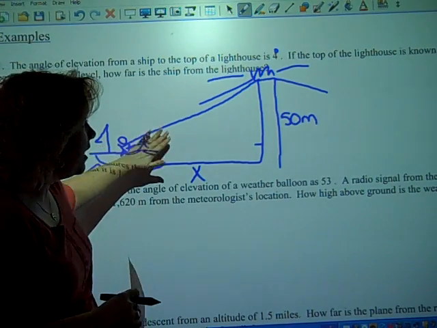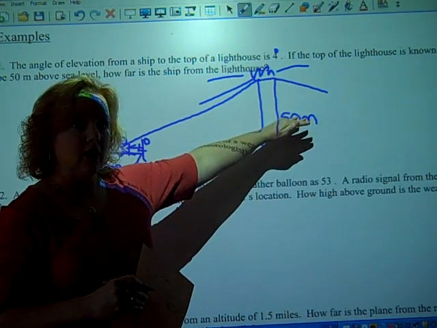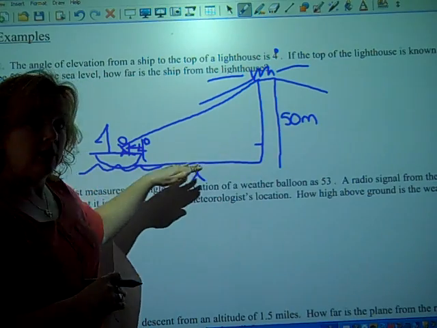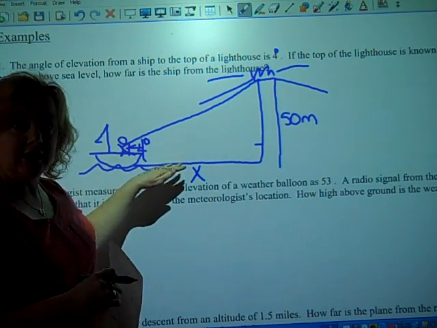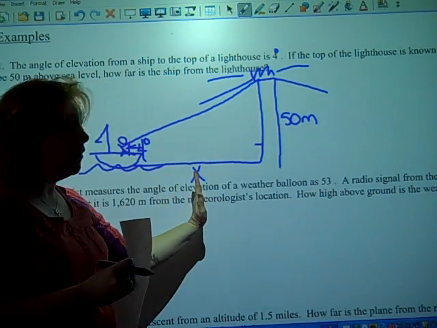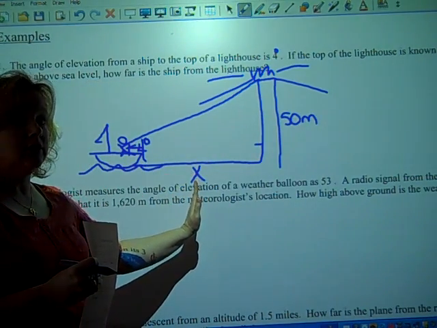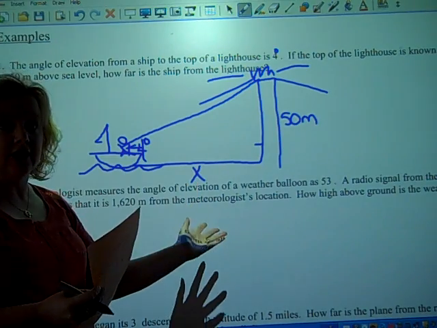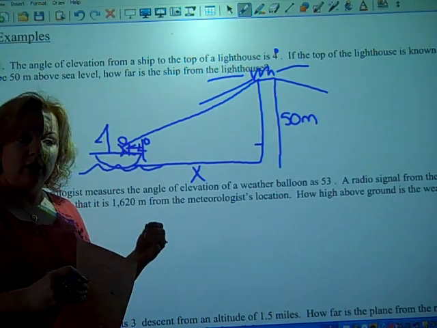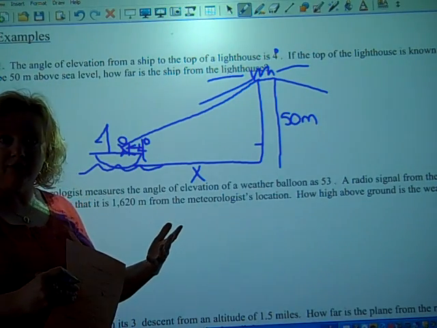I have what? What is this called from the angle? It is my opposite. I am looking for my adjacent. What trig function is that then? What is opposite over adjacent? What is it? Tangent. Okay? So the picture is going to tell you which trig function you have to use.